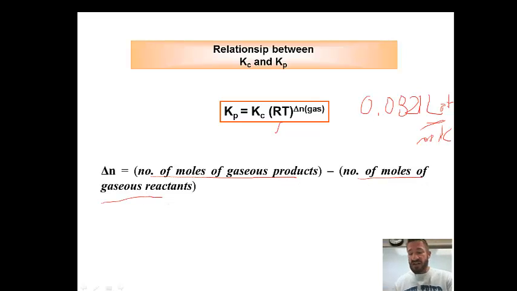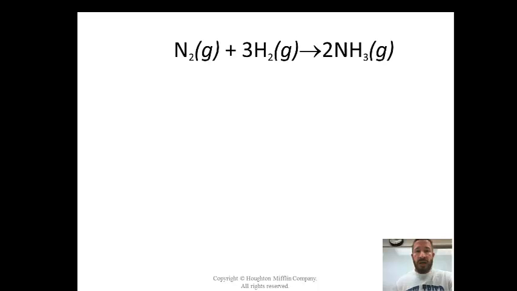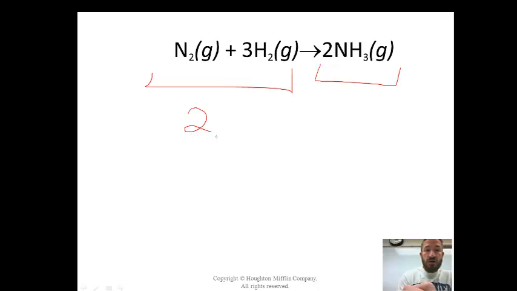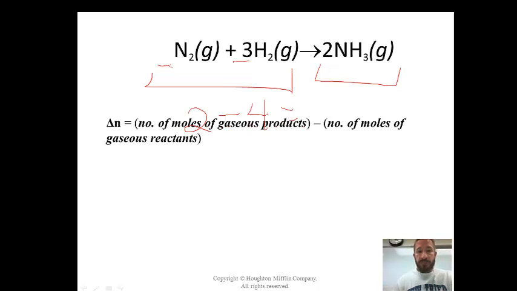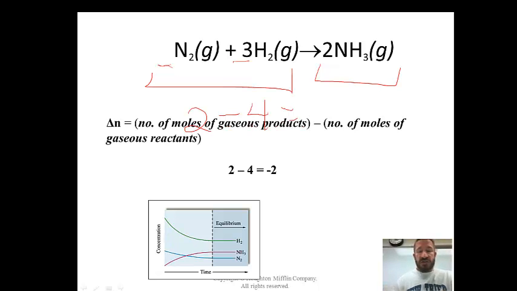So this is the last thing we'll do as an example here. Let's say we have this reaction. Nitrogen plus hydrogen forms ammonia. What would be the delta N for this? Well, you do products minus reactants. So basically it would be 2 minus, when I add these together, 1 plus 3. So 2 minus 4 equals minus 2. So that would be the delta N for this.